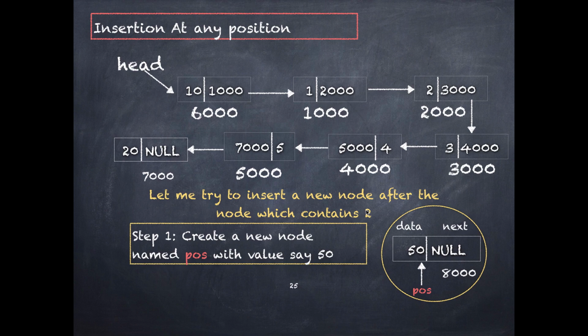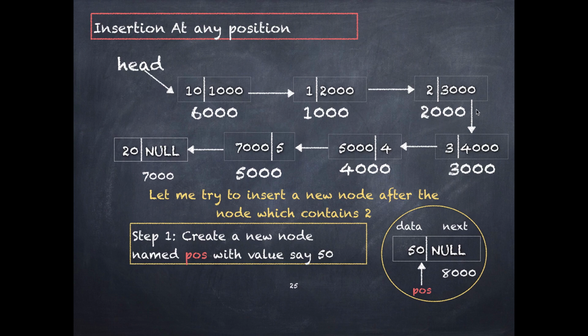Okay, assume that the data part is unique, there are no duplicate entries in any of the nodes. So I can find 2 uniquely, or it is not there, but here we are trying to insert at any random position. So 2 is there, so I have to insert after this node. So what all things do you have to do if you are going to insert a node after 2? Yes, you can think. I'll give you some time.